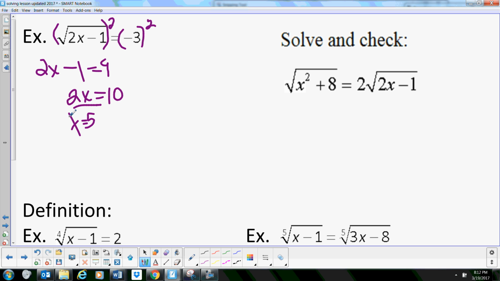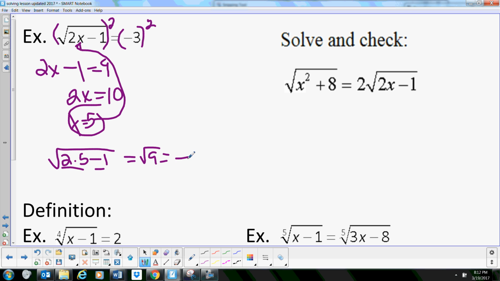Now, let's check this one. When we go back and plug it in, we get the square root of 2 times 5 minus 1. Okay, that's 10 minus 1 is 9. So the square root of 9 is negative 3? The answer is no, it is not. The square root of 9 is 3.